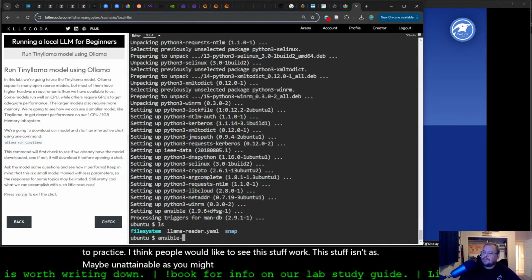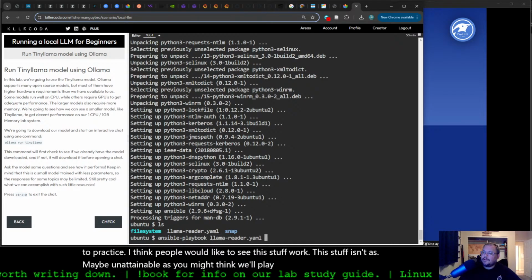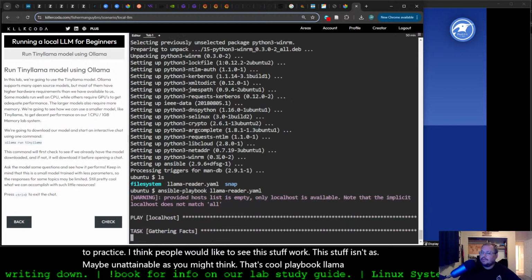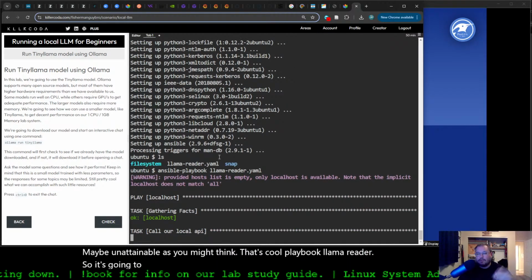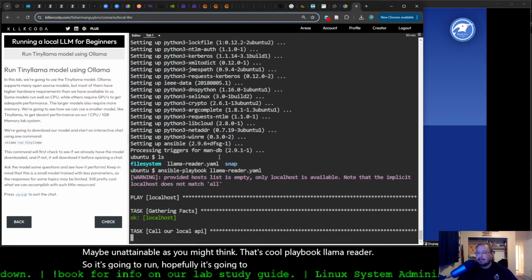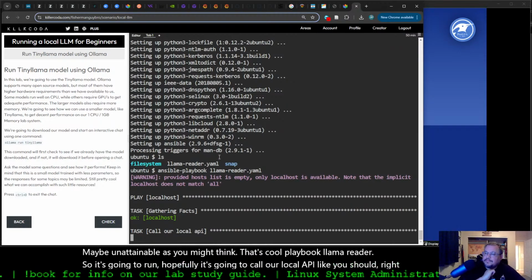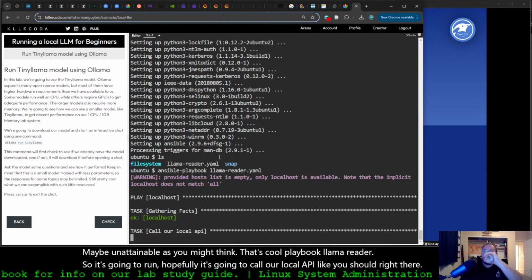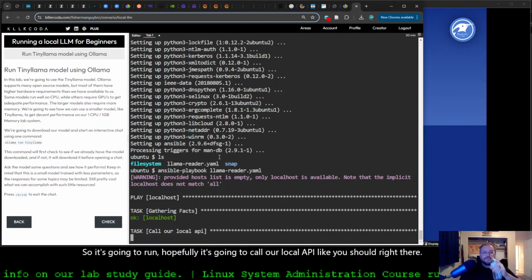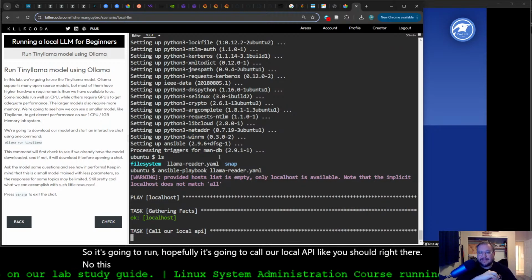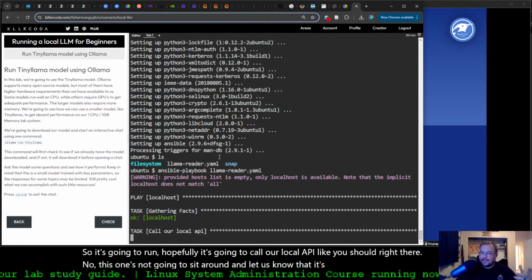ansible-playbook llama reader. So it's going to run. Hopefully it's going to call our local API like it should right there. Now this one's not going to sit around and let us know that it's doing anything. It's just going to go for its call.